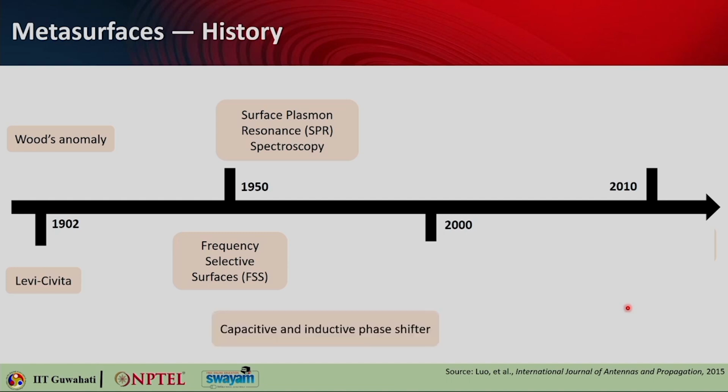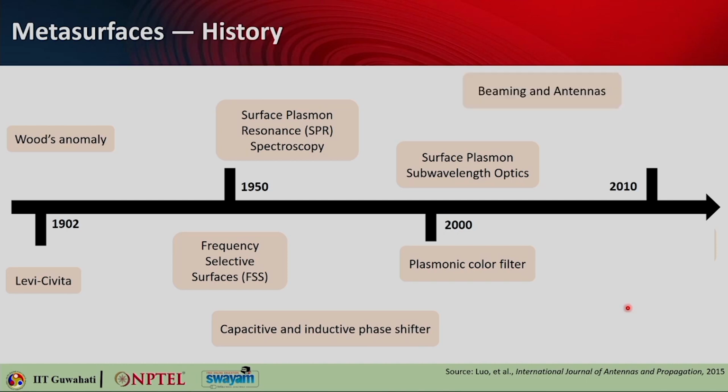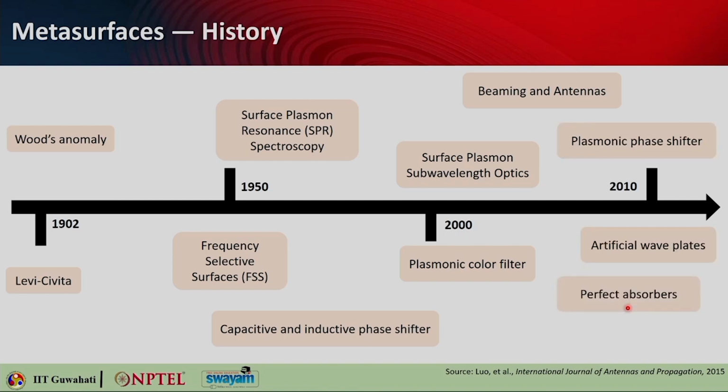In 2000, there are many categories of applications that have come up, something like sub-wavelength optics, plasmonic filters, modulators, plasmonic components for near field optics, then amplitude modulation devices, absorbers, anti-reflection coatings, phase shifters, the artificial wave plates, perfect absorbers, and all these things, antennas, and many other electromagnetic devices. So the field of flat optics has also come up with the advent of this field of metasurfaces.